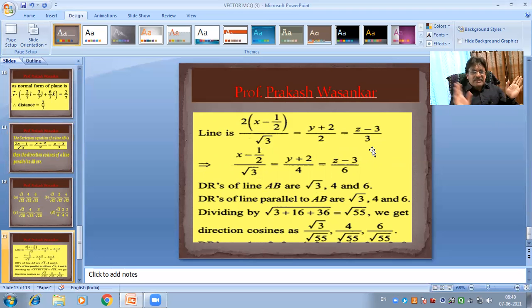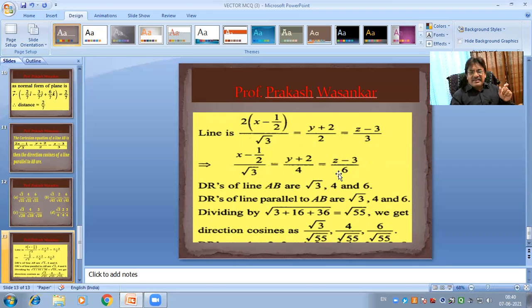Then divide both sides by 2. The 2 and 2 get cancelled. Here 2 into 2 is 4, and 2 into 3 is 6. So (x minus 1/2) upon root 3, equals (y plus 2) upon 2 into 2, that is 4, equals (z minus 3) upon 2 into 3, that is 6. Again we repeat this: dividing both sides by 2, the 2 and 2 get cancelled. So (x minus 1/2) upon 2 root 3, equals (y plus 2) upon 2 into 2, that is 4, equals (z minus 3) upon 2 into 3, that is 6.